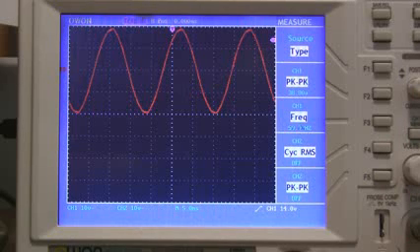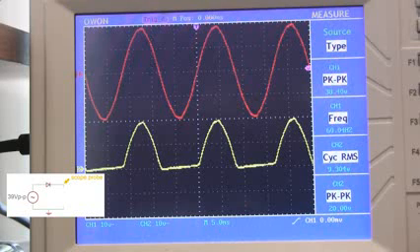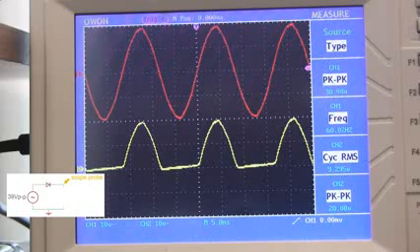With zero load, my transformer is giving me a nice clean sine wave of around 39 volts peak to peak at 60 Hz. Now, when I add in a 1N4007 diode, and measure the voltage before and after the diode, you can see the negative voltage gets cut off. Technically, I have just converted AC to DC with just one diode, because I've eliminated all of the negative voltage.